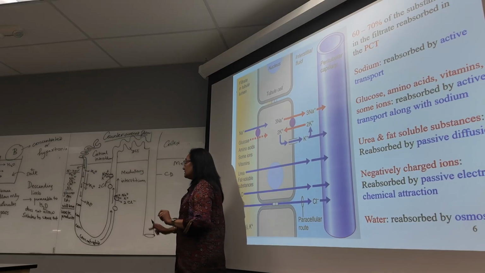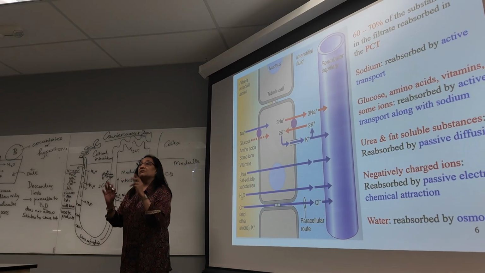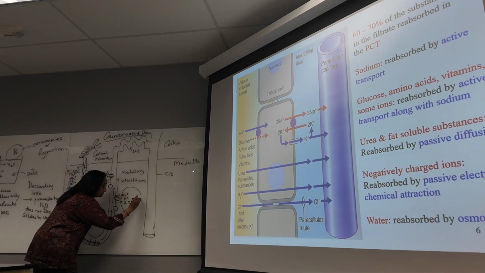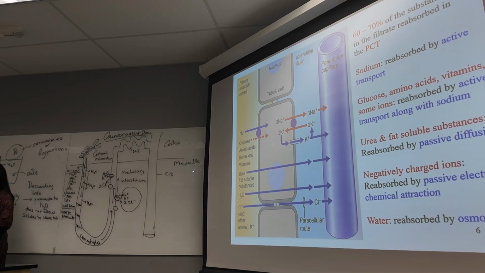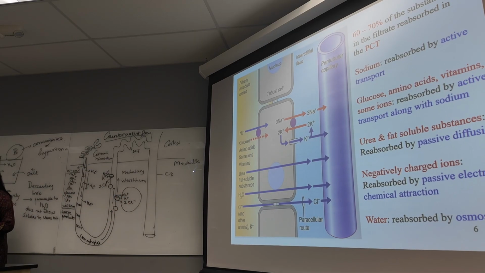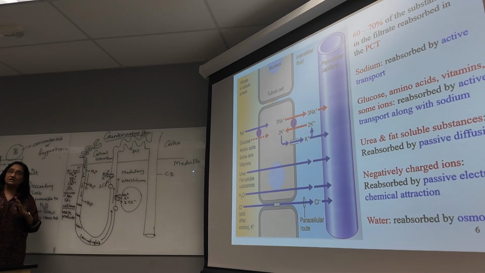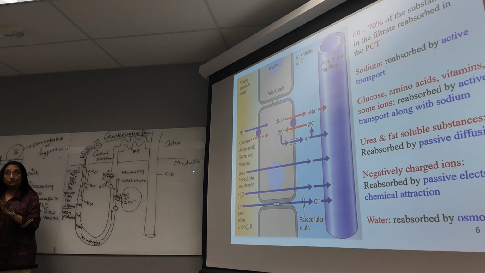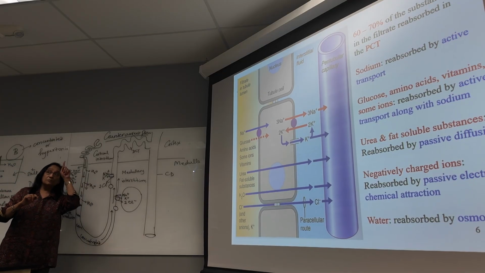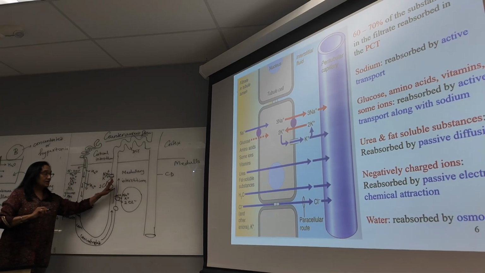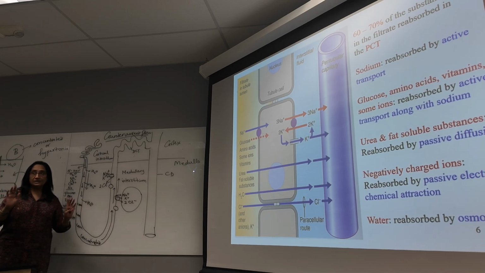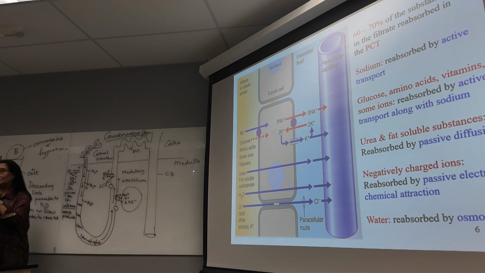Unlike the PCT, here in the loop, the salt remains in the interstitium. It doesn't get into the blood, because the blood flow is also such that it stays here. Okay, I'm not going to go into the details of the blood flow, which is easy to understand but sometimes can be confusing, so I will not go into the blood flow.